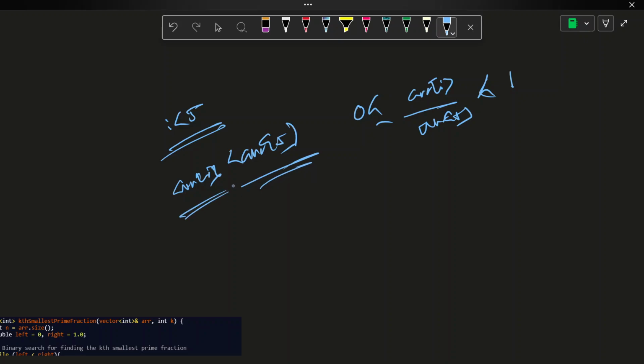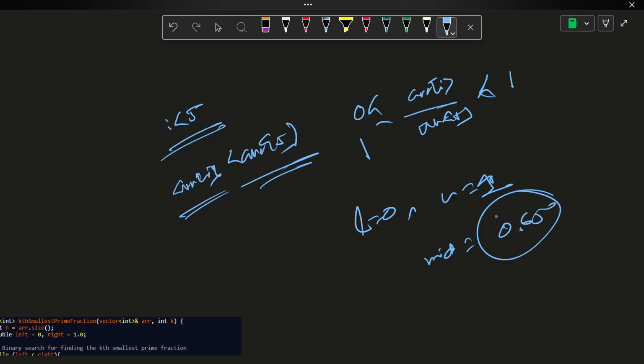Got it, right? So first our left pointer will be at 0 and right pointer will be at 1. Okay, so suppose the mid fraction is 0.65. So I will check how many fractions are smaller than 0.65. If the number of fractions is equal to k, then we can get the last numerator and denominator, right? And return that.